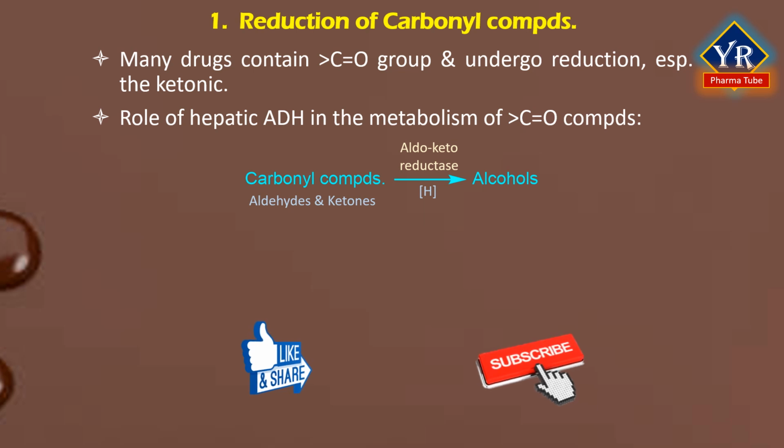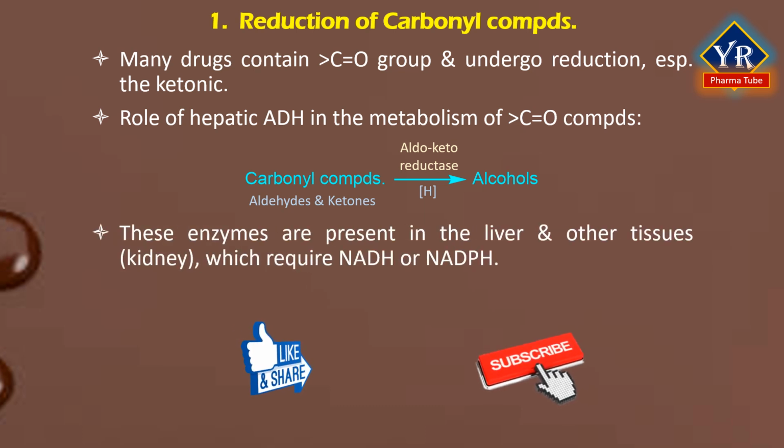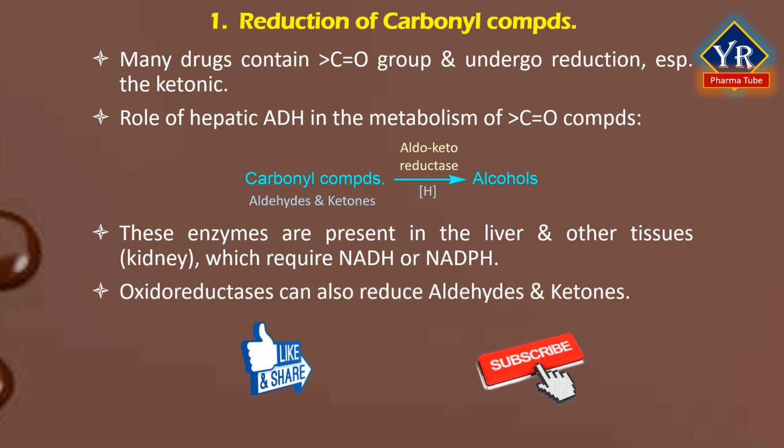The carbonyl group is reduced through a reduction reaction that is catalyzed by aldo-keto reductase enzymes. These enzymes, present in the liver and other tissues like kidney, require NADH or NADPH as a cofactor. Oxidoreductase enzymes can also reduce aldehydes and ketones. As carbonyl groups are of aldehydic and ketonic types, let us discuss the reduction reactions individually according to the functional group present in the drug molecule.